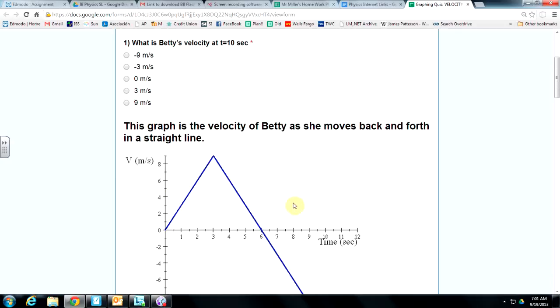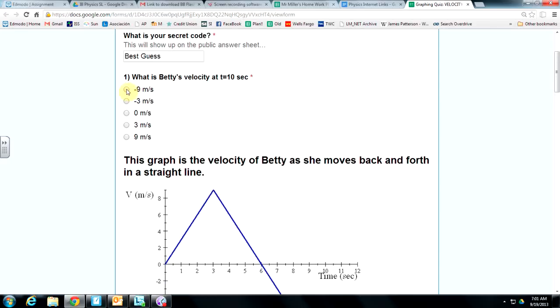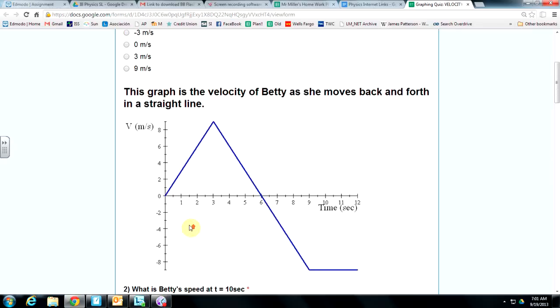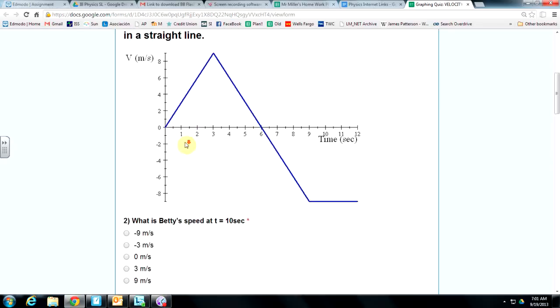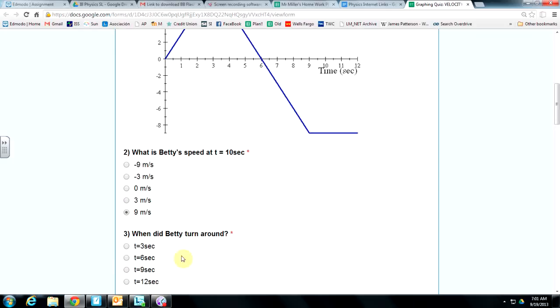So let's look at the first questions. Number 1, what is Betty's velocity at 10 seconds? Well, at 10 seconds, we're down here at negative 9 meters per second. So we can say with confidence here that her velocity is negative 9 meters per second. What is her speed? Speed is irrespective of direction. So instead of saying negative 9 meters per second, we're just going to say 9 meters per second.